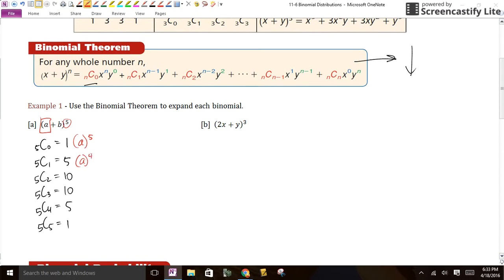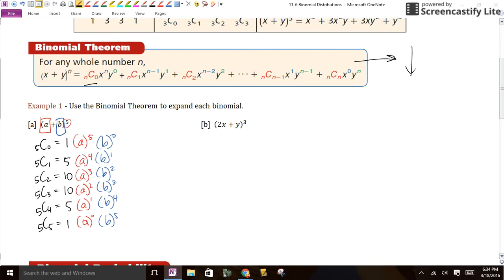And you're going to keep powering down by 1 until you get to a to the 0 power, which nobody ever writes, right? A to the 0 is 1, it disappears. Then you do the back of the parentheses. In this case, we have b, and you do b to the 0, and you go all the way up. So look what I've done. I've gone the front of the parentheses down, and then I've gone the back of the parentheses up, and lo and behold, you will be done.